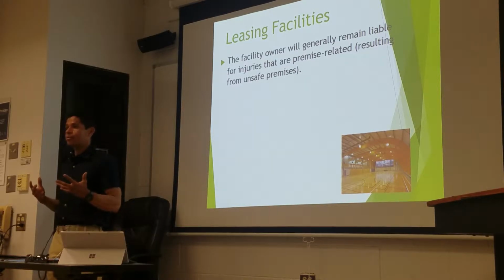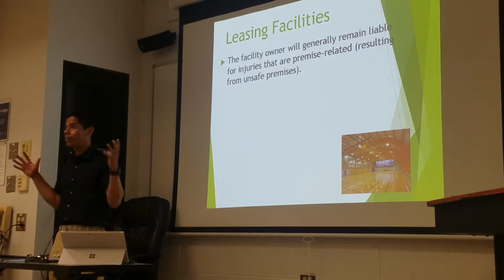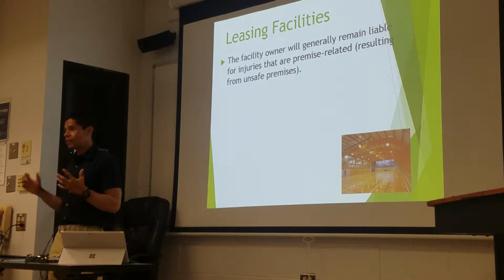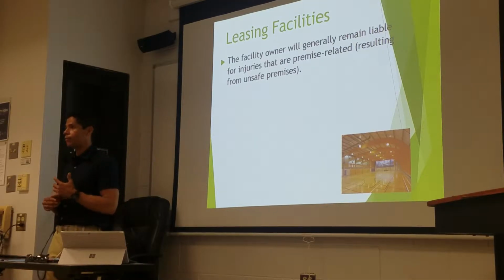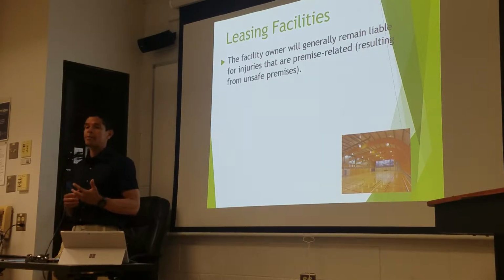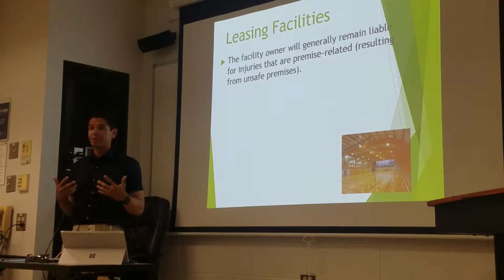They're still responsible for the infrastructure, for the building. So if the building is falling apart in some places, and then somebody gets injured, again, the owner of the facility still retains that liability for the building itself, right? So the corporation would only be liable for activity-related injuries, right?